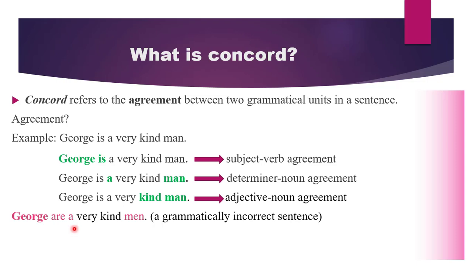Also, we have a very kind man. Is the article and the noun in agreement? No, this is because the article is used before singular count nouns. However, we have a plural noun, so this sentence is grammatically incorrect. So whenever you fail to apply the rules of Concord, in the sentences you use and how you communicate with your friends, you are going to sound very awkward. Therefore, Concord is very important, not just for examination, but for your communication as well.